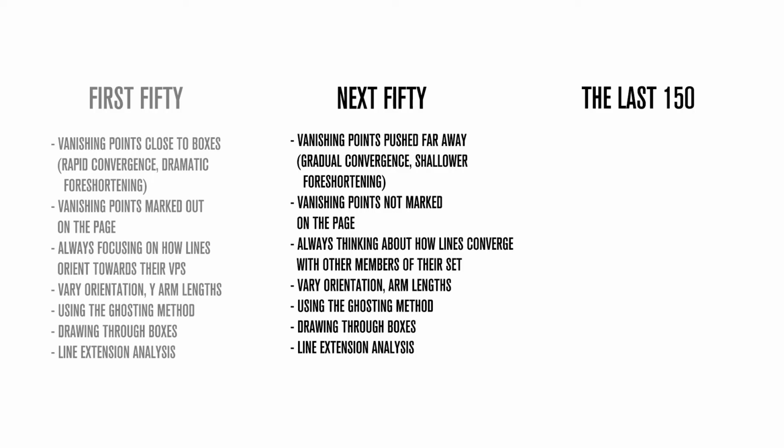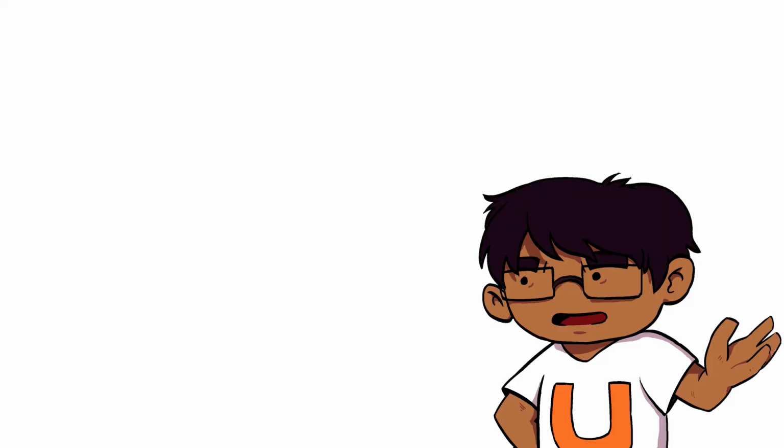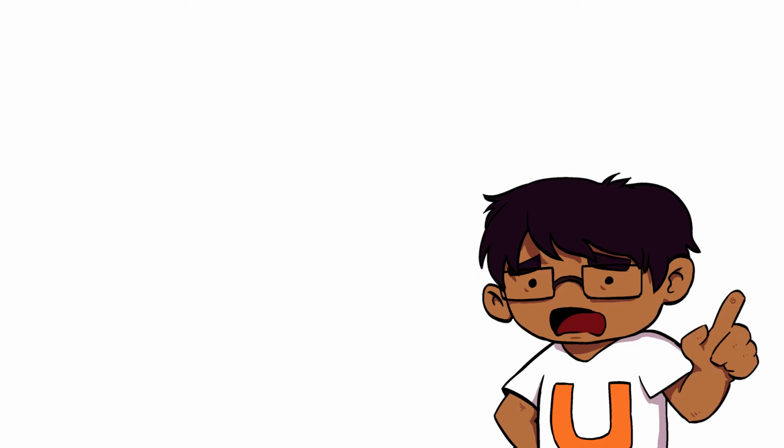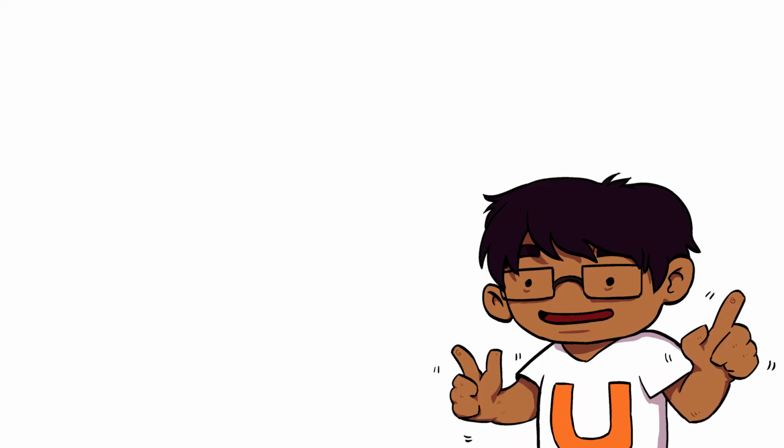Once you hit the 100 mark in the challenge, your remaining 150 boxes will be drawn as a mixture of boxes with rapid convergence, meaning the vanishing point will be closer to the box, resulting in more dramatic foreshortening, and those with more gradual convergence, meaning the vanishing point will be very far away, resulting in shallower foreshortening. Keep in mind, for those cases with rapid convergence, we still won't be drawing the vanishing point on the page. You'll be estimating those convergences as described in this video for the remainder of the challenge.